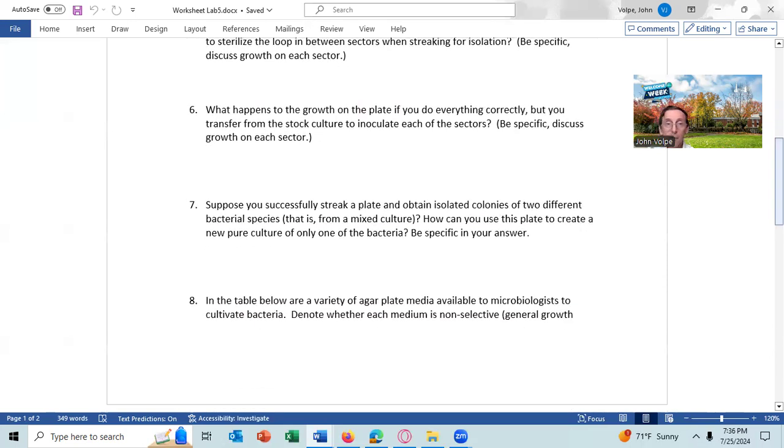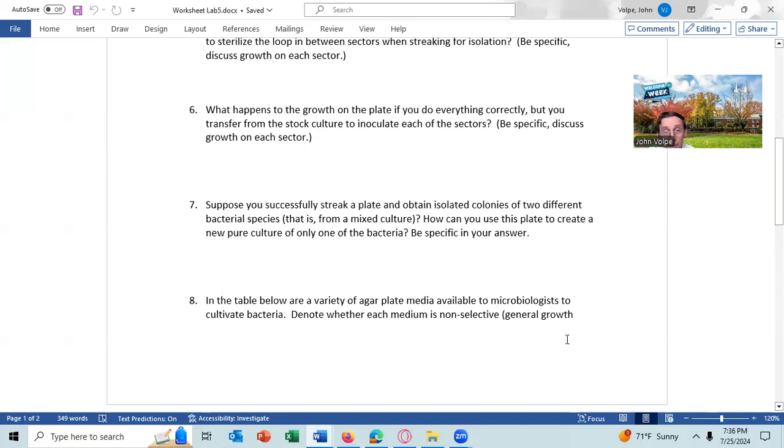7. Suppose you successfully streak a plate and obtain isolated colonies of 2 different bacterial species, meaning you streak the plate from a mixed culture. How can you use this plate to create a new pure culture of only one of the bacteria? Be specific in your answer. If you're not specific, I will count it wrong, or at least partly wrong.